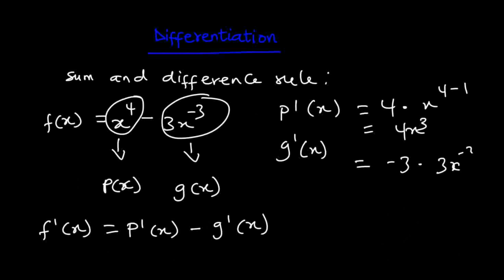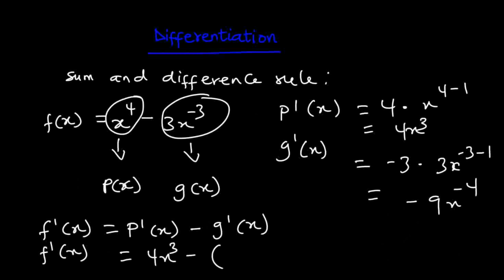3x to the power what? Minus 3 minus what? 1. So this will be equal to minus 9x to the power minus 4. So then we subtract g prime of x from p prime of x. Therefore we have the derivative to be equal to 4x to the power 3 minus 9x to the power minus 4. This will give us 4x to the power 3 plus 9x to the power minus 4.